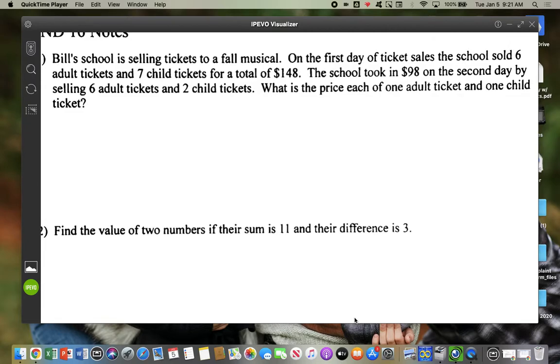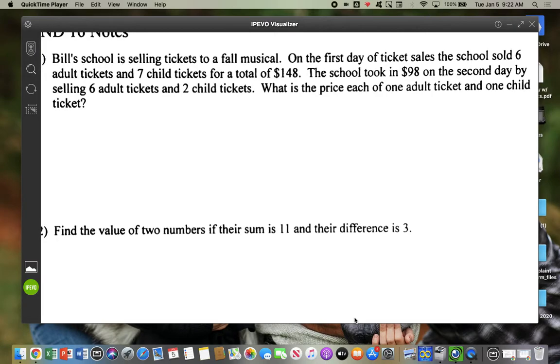So this first example is super similar to the one that we did yesterday in class. We're selling tickets to a musical just like we were yesterday. We're just selling different amounts. It says on the first day of ticket sales, the school sold 6 adult tickets and 7 child tickets for a total of $148, and then took in $98 on the second day by selling 6 adult and 2 child tickets. And we want to know the price of each one.